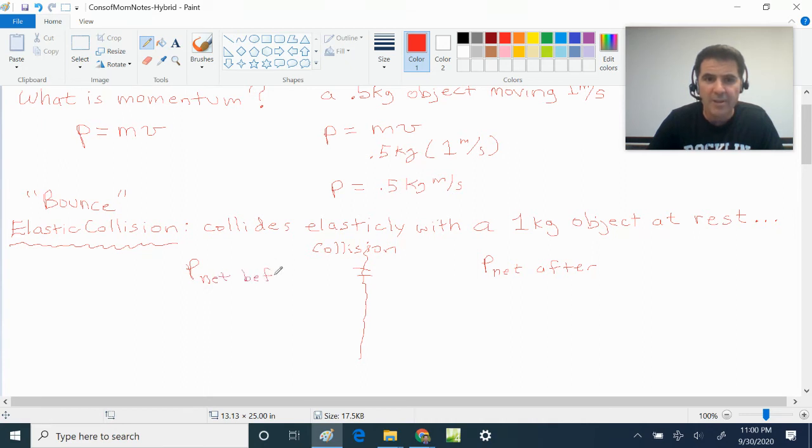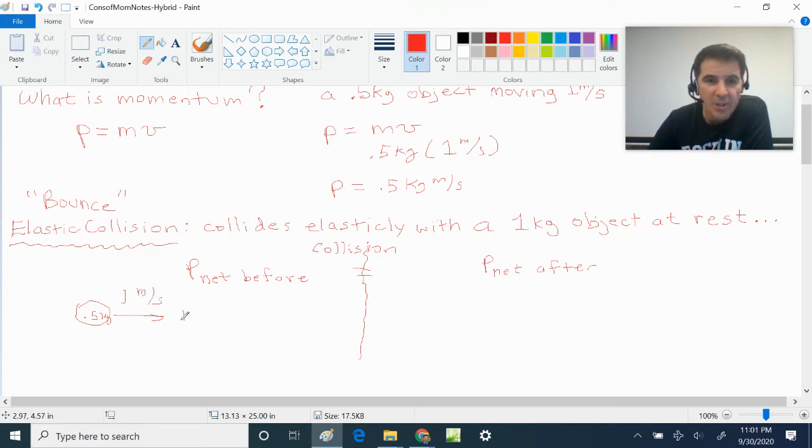It's the net momentum, and it is before the collision. So how do we do that? We're going to typically deal with 2 items. So I have this ball here, and this ball has a mass of 0.5 kilograms, and it is moving this direction with a speed of 1 meter per second.